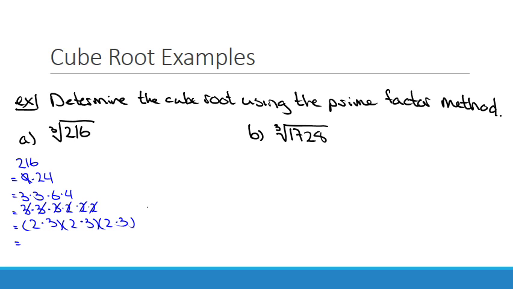Determine the value of that. That's going to be 6. And there's 3 of them, so I'm just going to write cubed. So 6 times 6 times 6 equals 216. Therefore, the cube root of 216 is 6. So again, same technique. It's just now 3 groups.